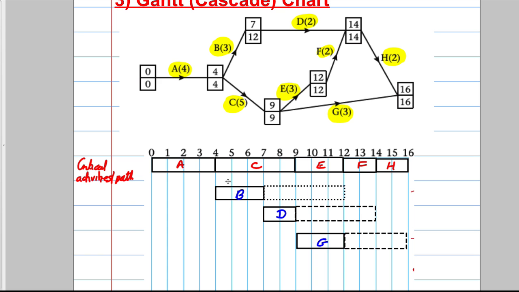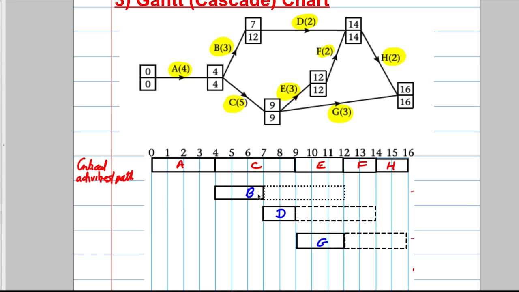So if, for example, I move B forward like this, I can't have D there as well, because D happens after B has happened. So I'd have to shift D along as well, you see? So you have to be careful about the dependencies when you're looking at these Gantt charts, okay?